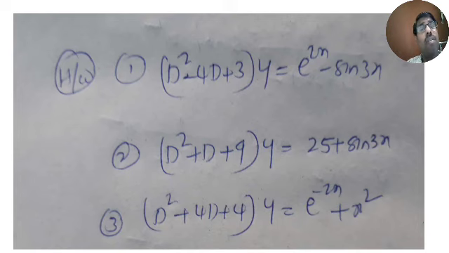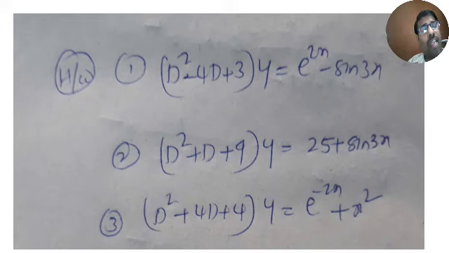The third problem, the last problem, is d square plus 4d plus 4 of y is equal to e power of minus 2x plus x square. Again, a combination of the first and the third. x square is in the x to the power of m form. That is the third method. So these are the combination problems of methods 1, 2, 3.